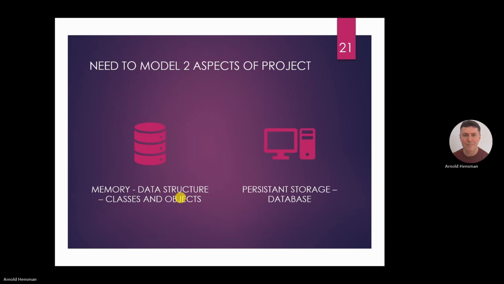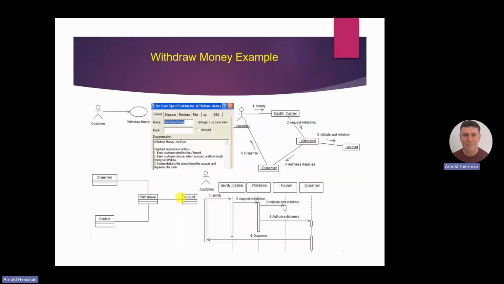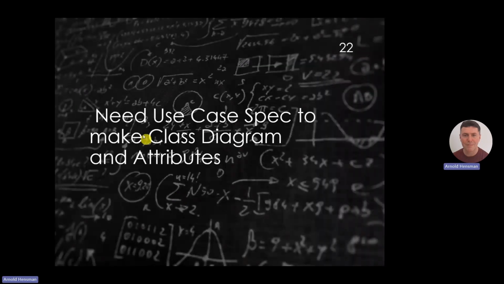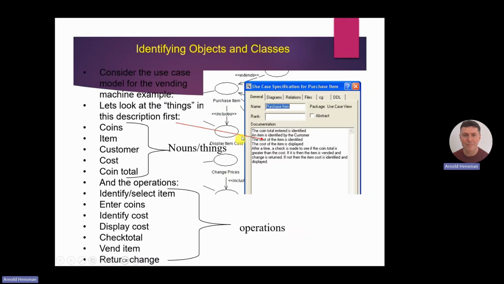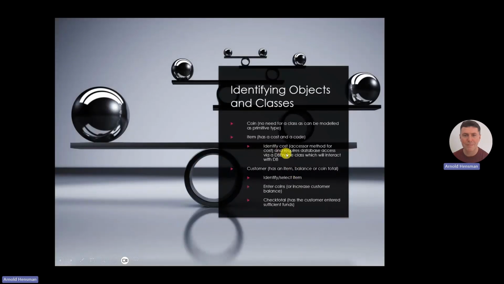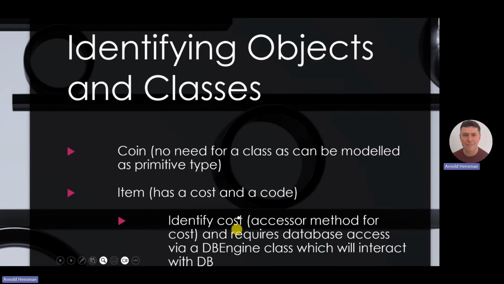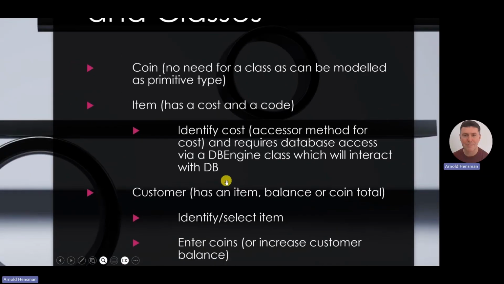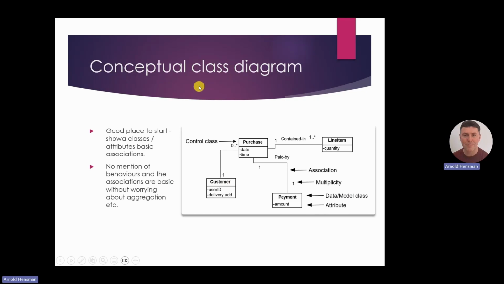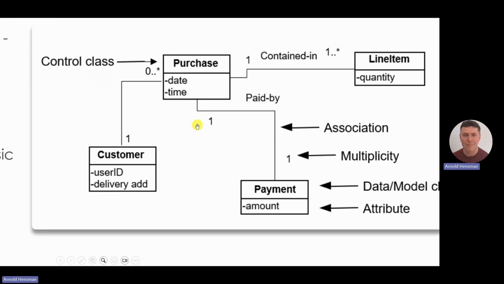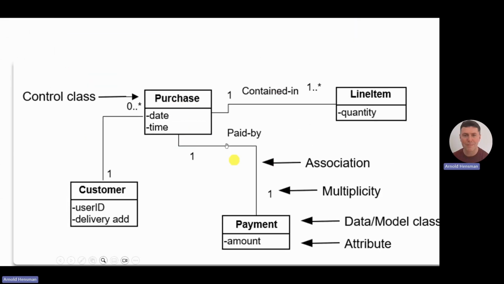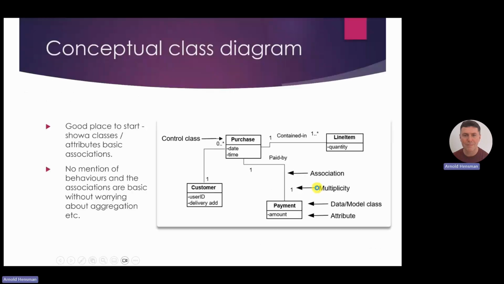Okay, so look, I'm not going to go through this now. We need the use case spec to make the attributes and the class diagram. We'll use this and underline everything we need to identify objects and classes. It's a fairly similar process to what you're going to do next week in the lab for the EORD to get coins and whatever for the system. Let's leave this for next week. We're going to end up with a conceptual class diagram, which doesn't have much beyond the class names and the relationships. That's a conceptual class diagram, so no mention of behaviors, just a general set of relationships.